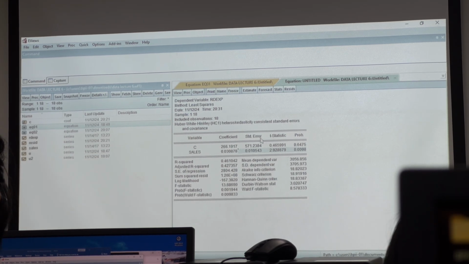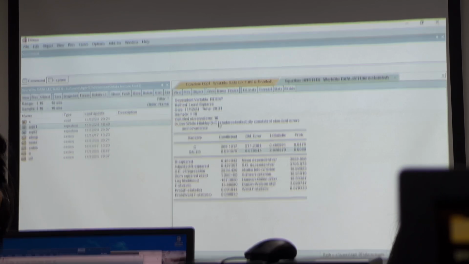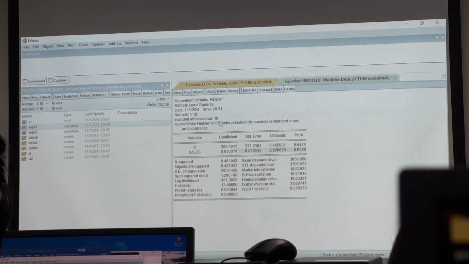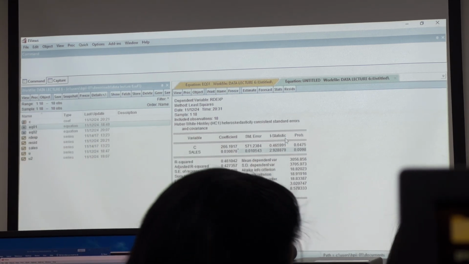But for this example, it's not. You should not trust it, because we have a small sample size, 18 only. So we should not perform it. You should not use this approach for this example because we have a small sample size. I just want to show you how.